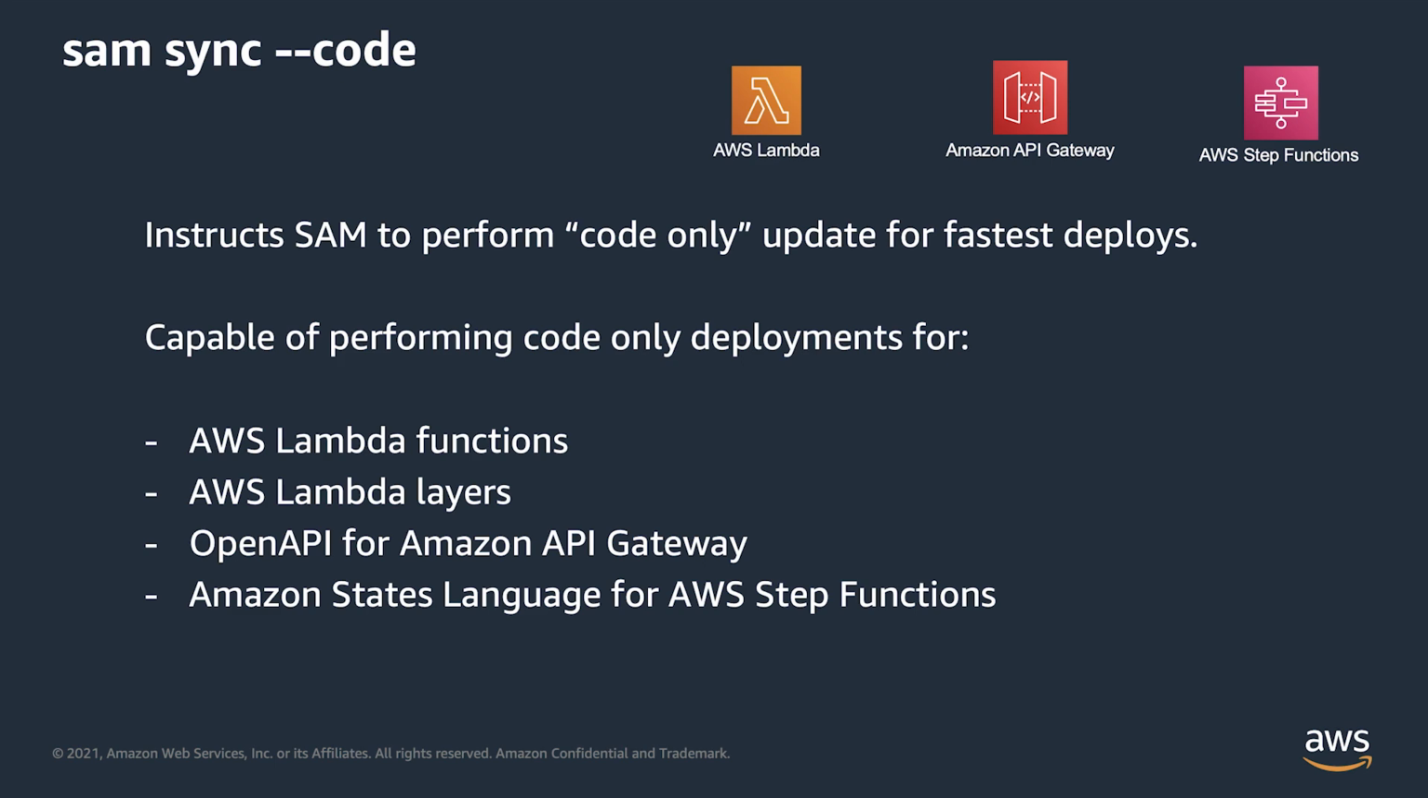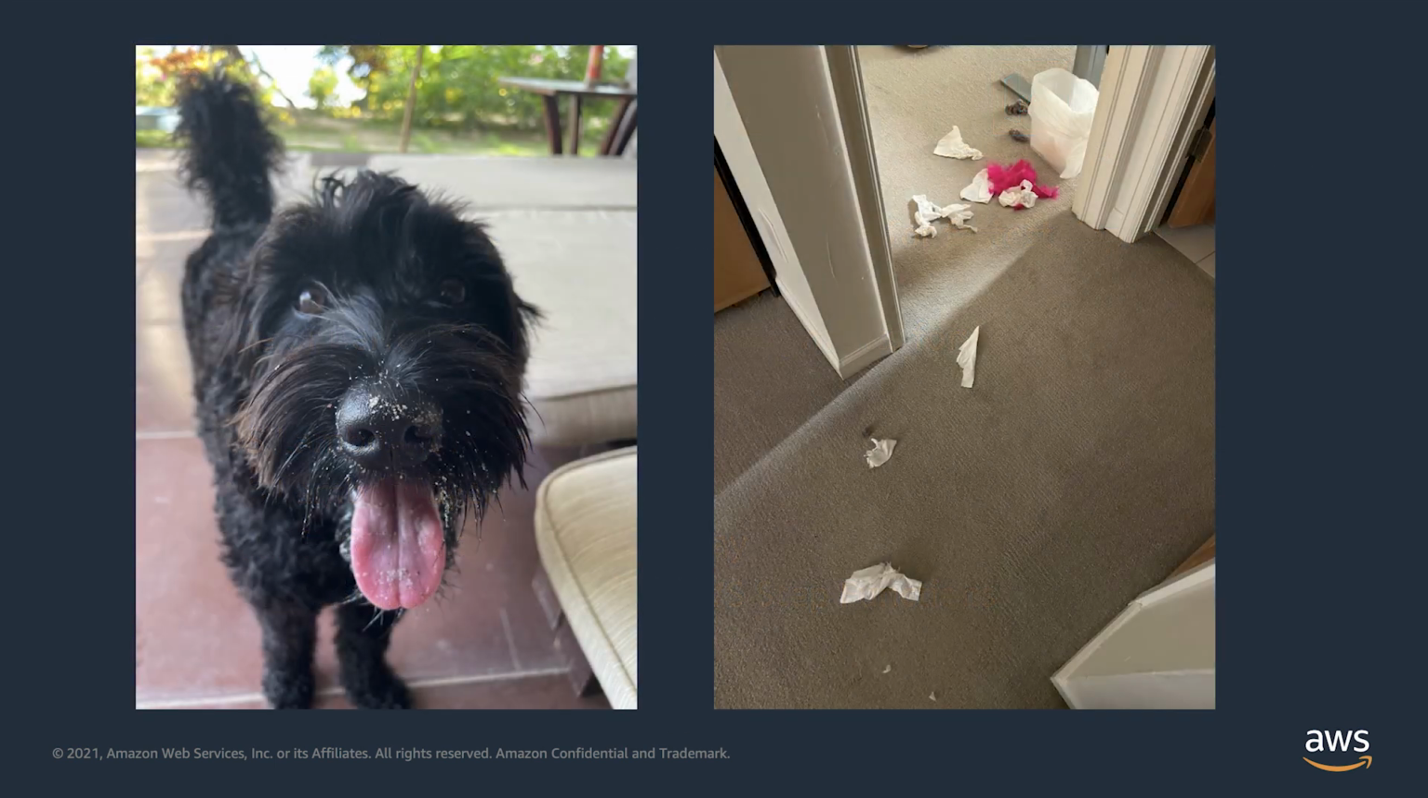Let's go back to my Maisie app now and see how SAM sync code works with it. Just now, I got back to my office and I found this big mess. And although I can't prove it was Maisie because I didn't see her do it, she can't fool me with those big doughy eyes. I know it was her, and as much as it pains me to do so, I have to change her status to bad.